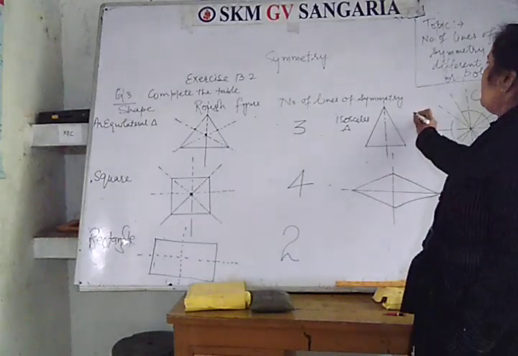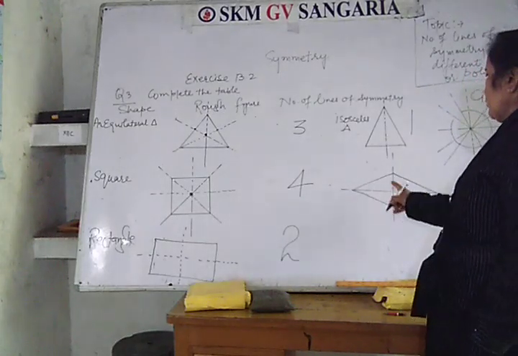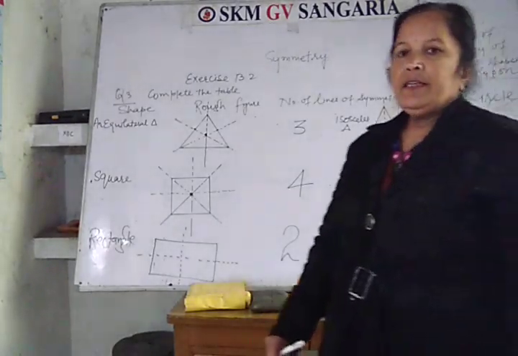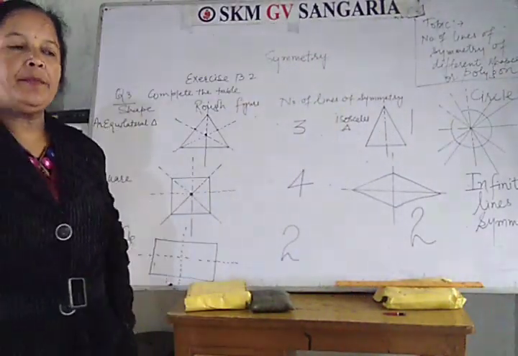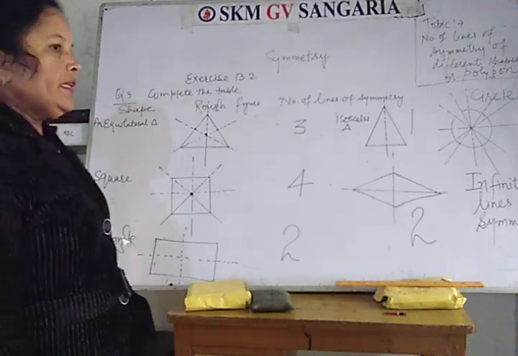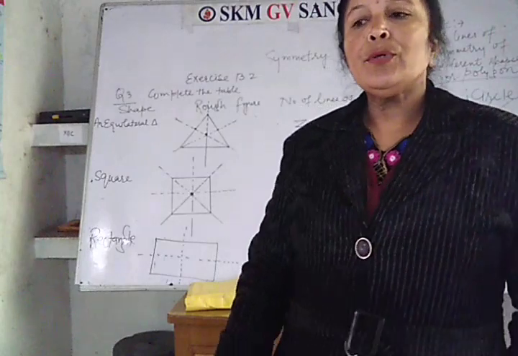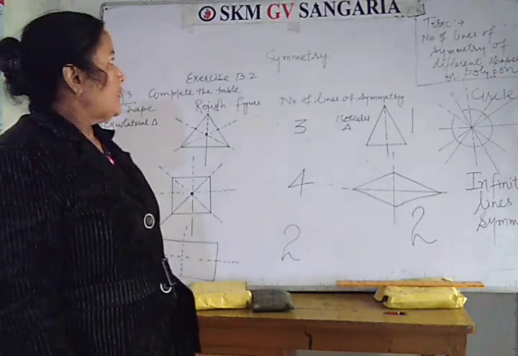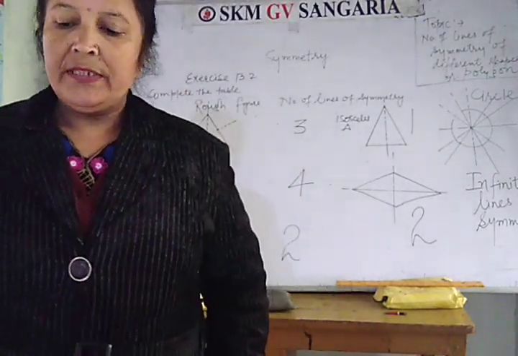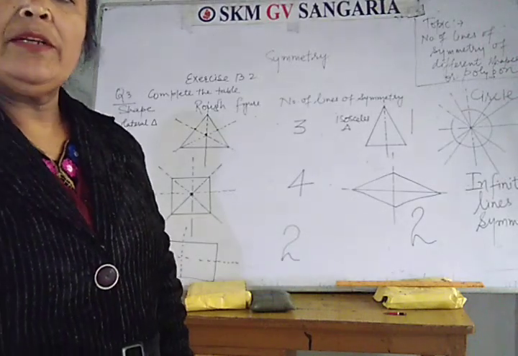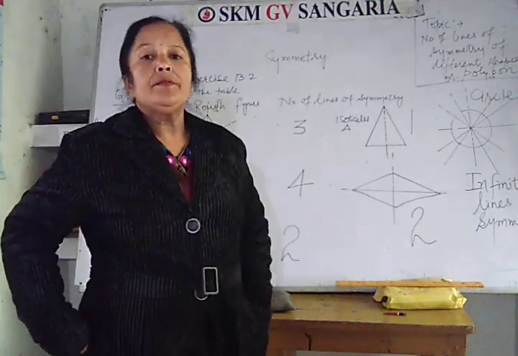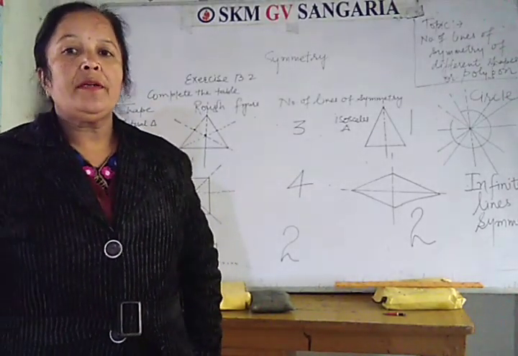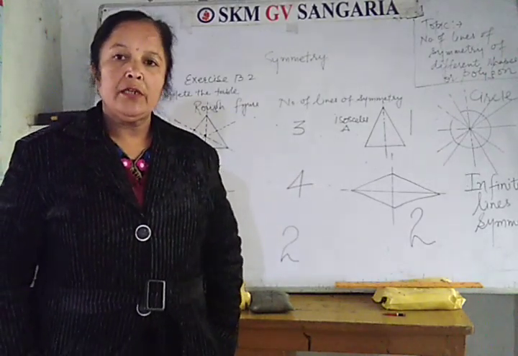An isosceles triangle, only one line of symmetry can be drawn. In a rhombus, it is 2. And in case of circle, infinite many lines of symmetry can be drawn. And all this work will be done by you also with the help of scale, pencil and compasses. I have already sent you PDF of these exercises, students. So do neat and clean work in your notebooks. Where graph paper is required, draw the shape on a graph paper and also draw the lines of symmetry.